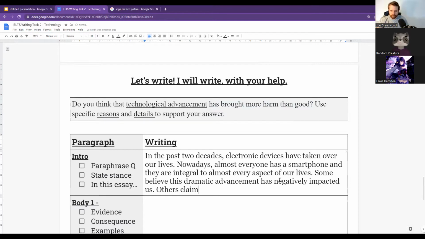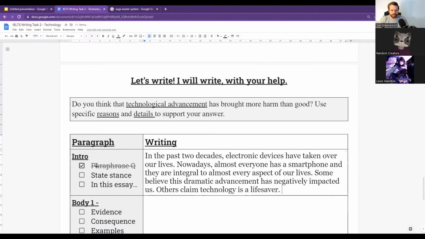Others claim. What do others claim? It is good. Yeah, this is okay, but this is a little bit simple, right? So technology, what is? Is a lifesaver. Okay, I like this word. Nice word.